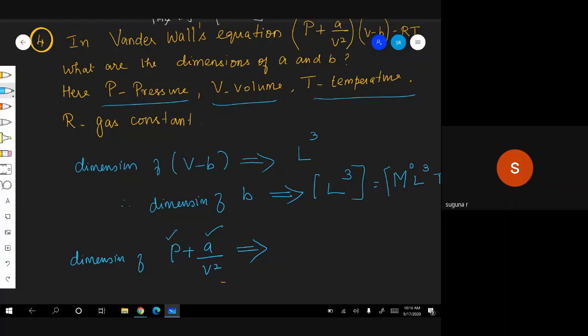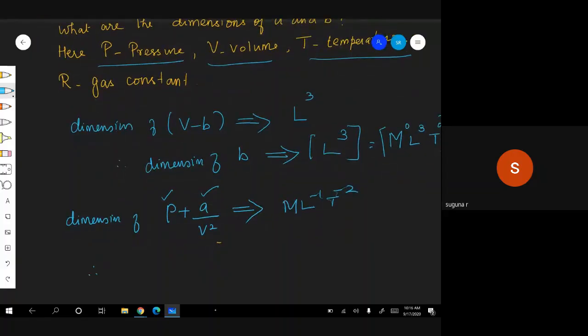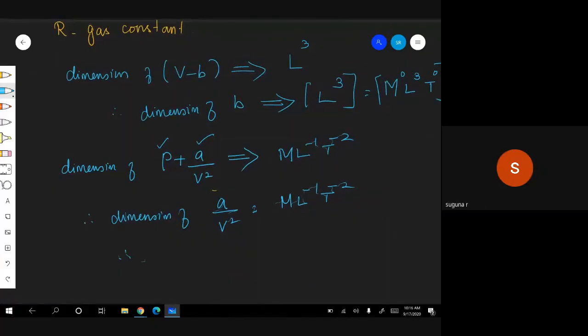Give me the dimension for pressure: M L power -1 T power -2. Therefore, the dimension of A by V squared should also be equal to M L power -1 T power -2. Correct? Therefore, the dimension of what you want, the dimension of A only you want. Dimension of A is equal to what?